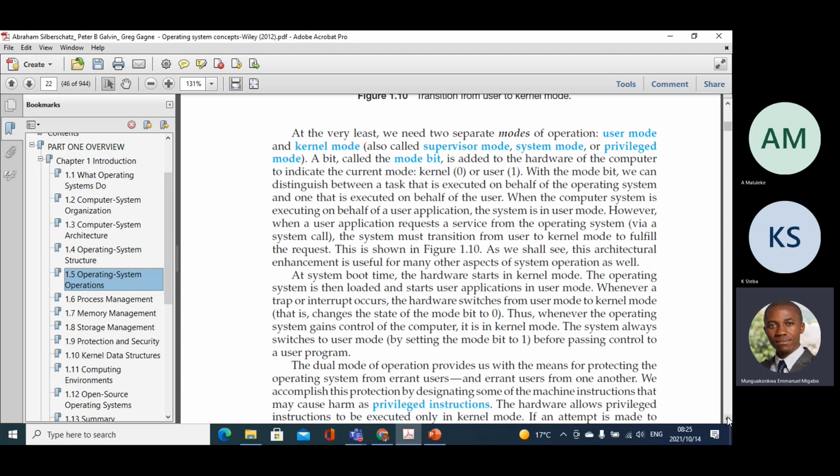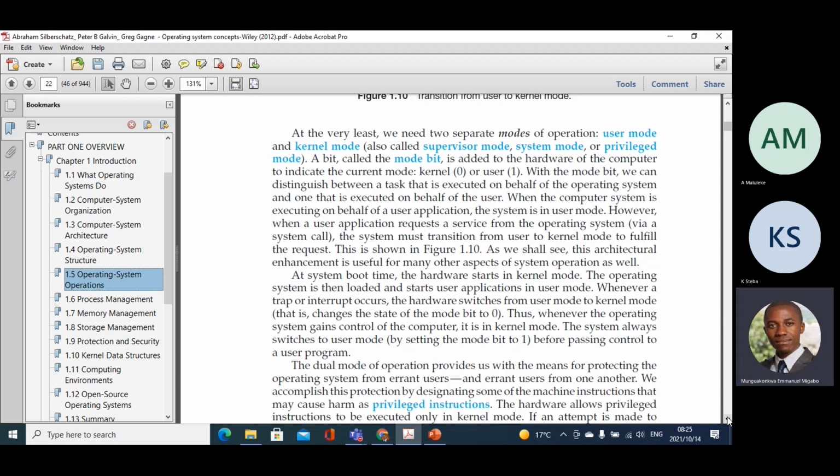Now, we've got what we call the dual mode of operation, which provides us with the means of protecting the operating system from errant users. It's very crucial that the operating system is protected from users in general, but specifically from errant users, because it is the core, the governing body of the computer. So should it be tampered with, maybe a file deleted, that's why most of the files that are involved with the operating system are normally not visible. Is that okay? Should it be tampered with, it can break, and if it breaks, the computer cannot operate.